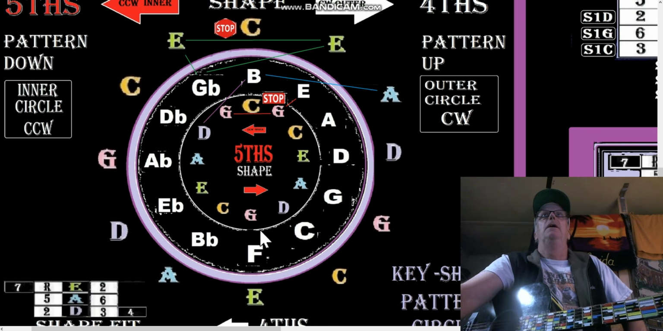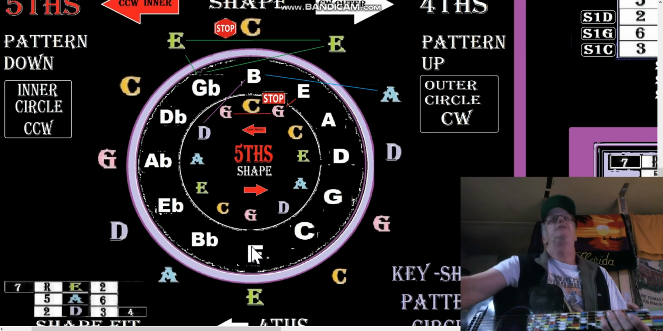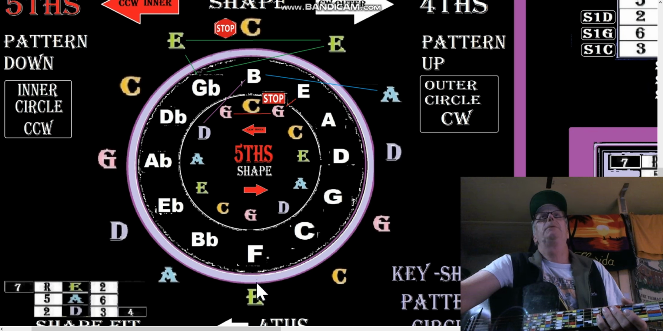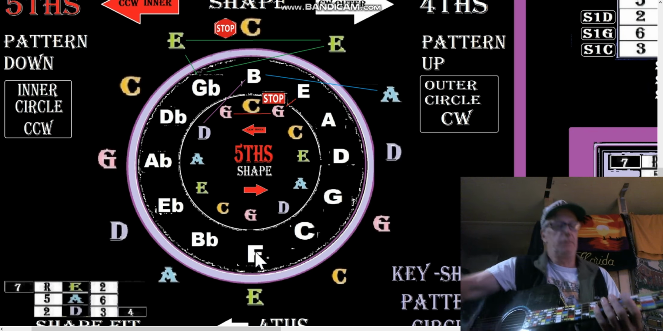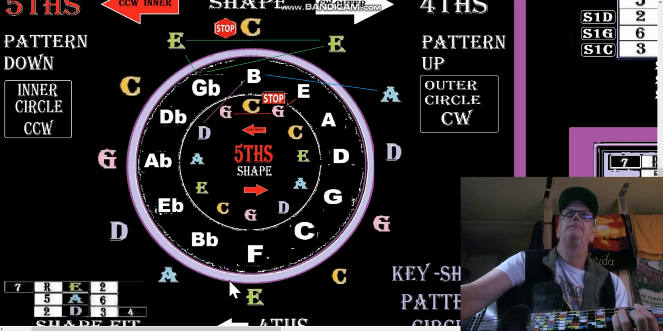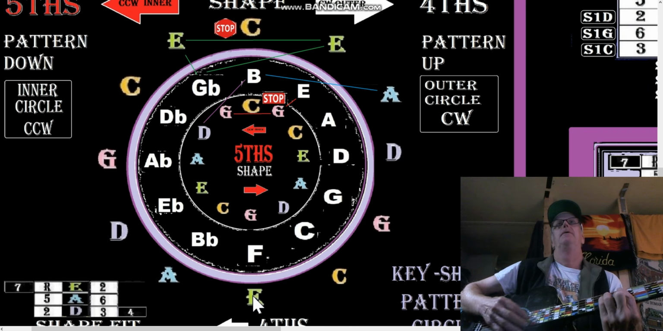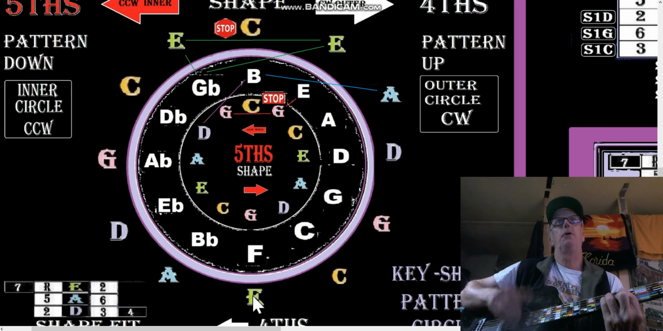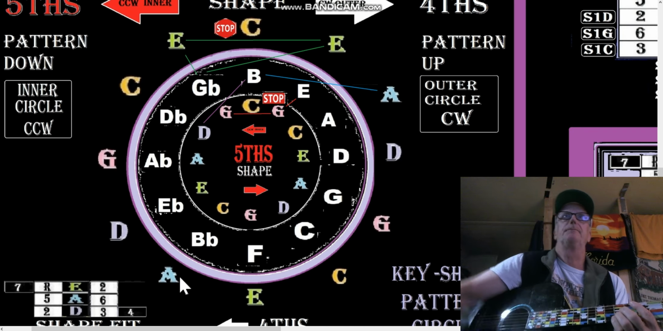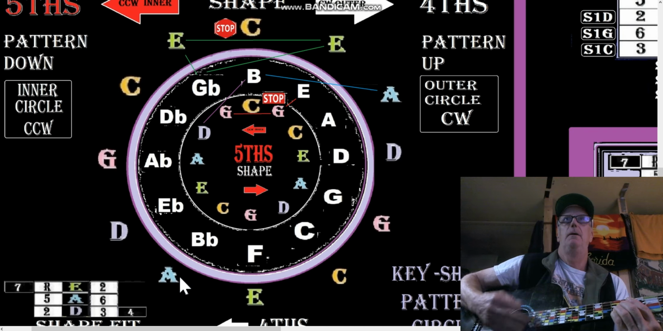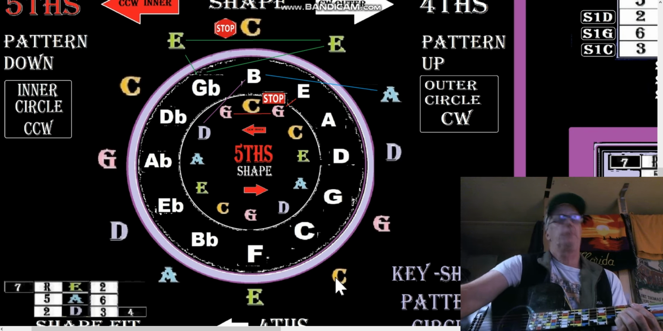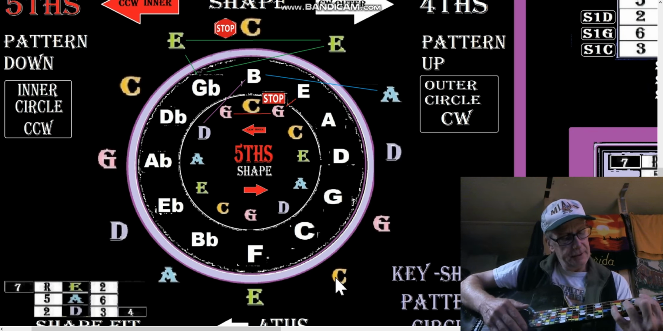Okay. So I was looking at that, and this is how I would start it. I would start on an E shape. Let's say we're going to start on the F at E shape here. We're going to be working with the outer part of the chart. So we're E-shaped F. If we want to go to the fourth, we go to an A shape up here. We want to go to its fifth, we go to a C shape, C.